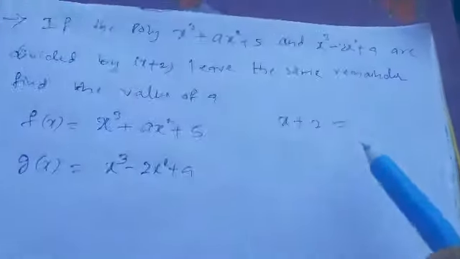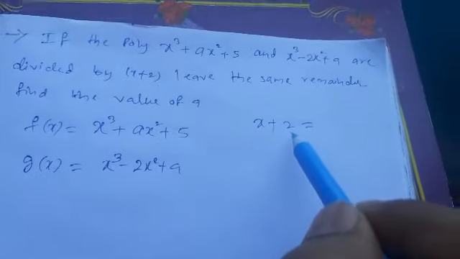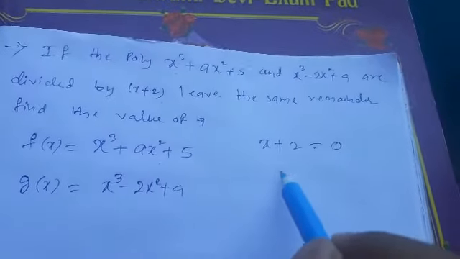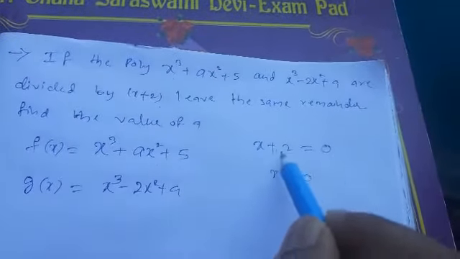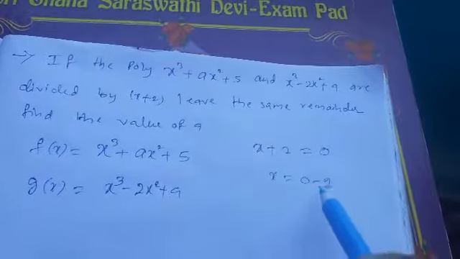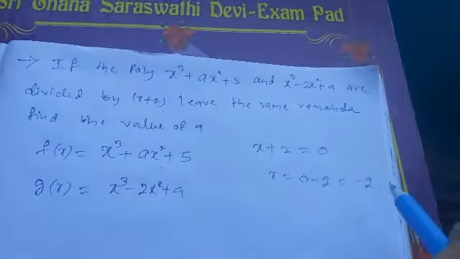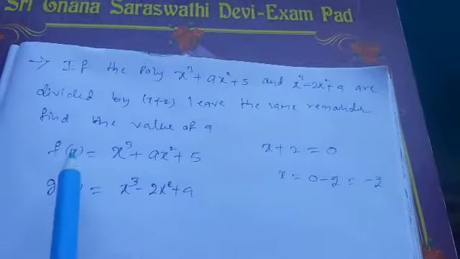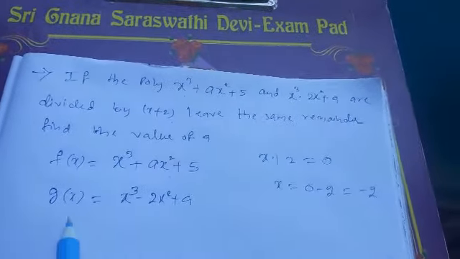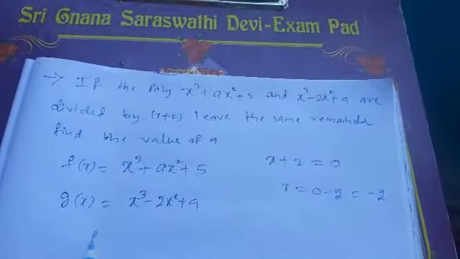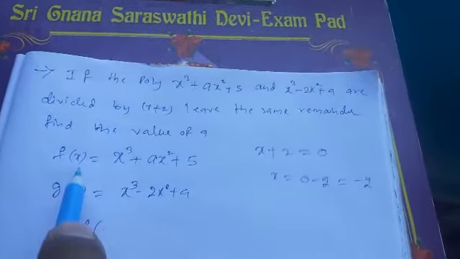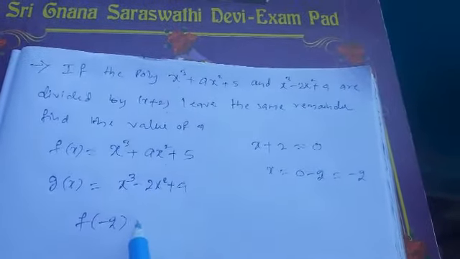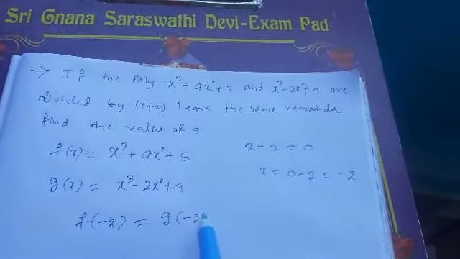Now here we find the remainder. To find the remainder, let us find the zero of x plus 2. To find the zero of x plus 2, take x plus 2 equals 0. That is x equals 0 minus 2, which is minus 2. Now to find the remainders, substitute this x value minus 2 in the polynomials. The remainder of the first polynomial is f of minus 2. The remainder of the second polynomial is g of minus 2. Both are the same. So f of minus 2 equals g of minus 2.